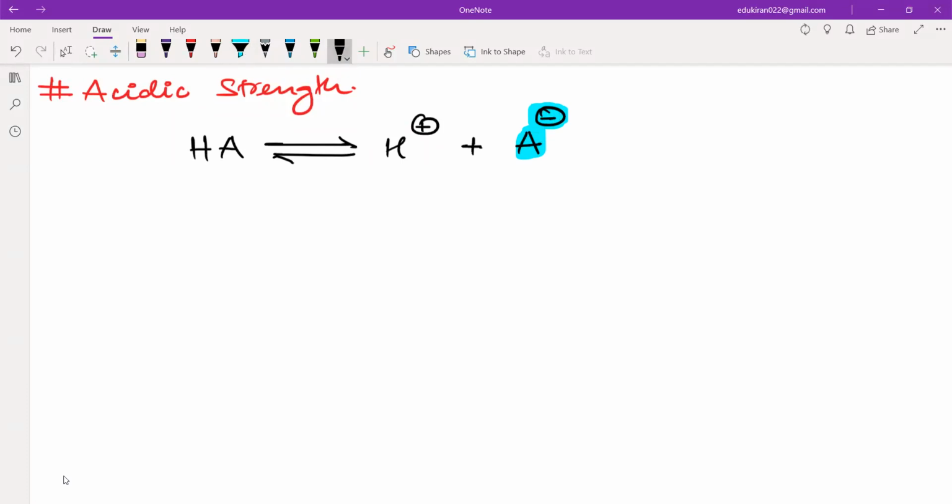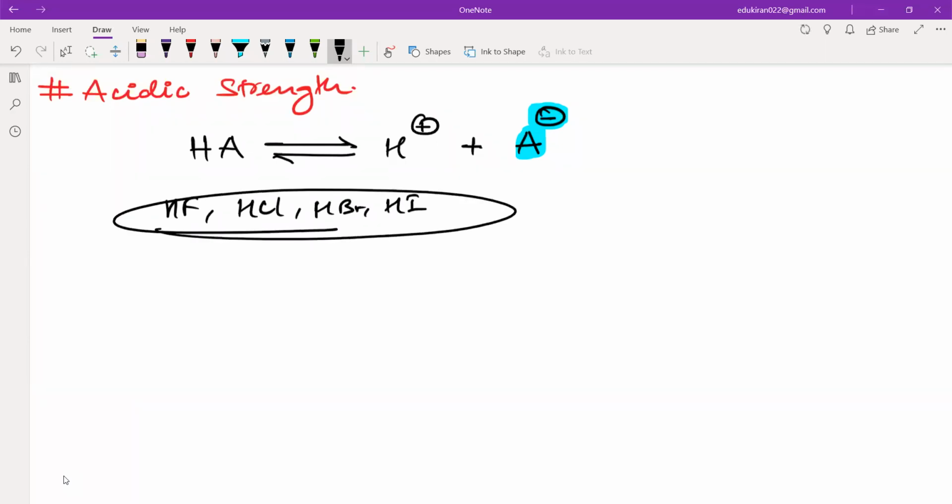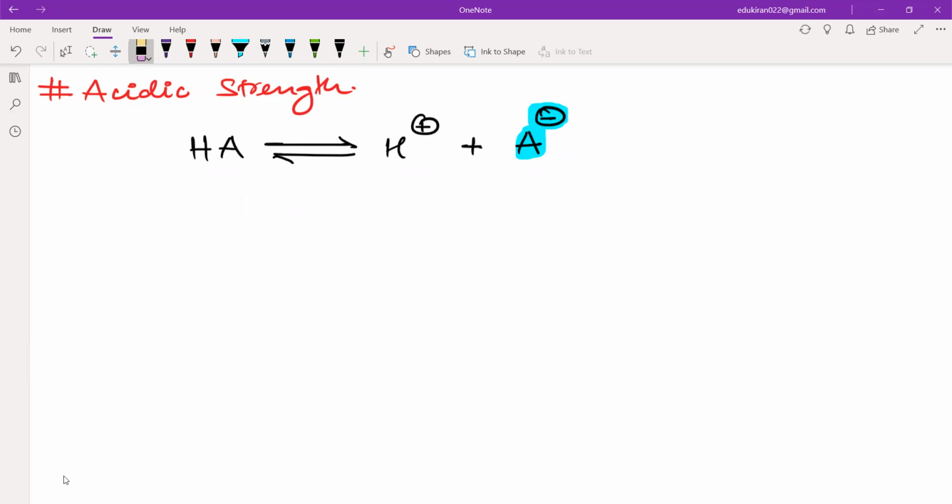If I compare HF, HCl, HBr, and HI, and I have to compare the acidic strength of these, then I have to see H plus is the same, and A negative, the conjugate base, is going to be different. Now we know that if the concentration of product is more, that means the acid is stronger.